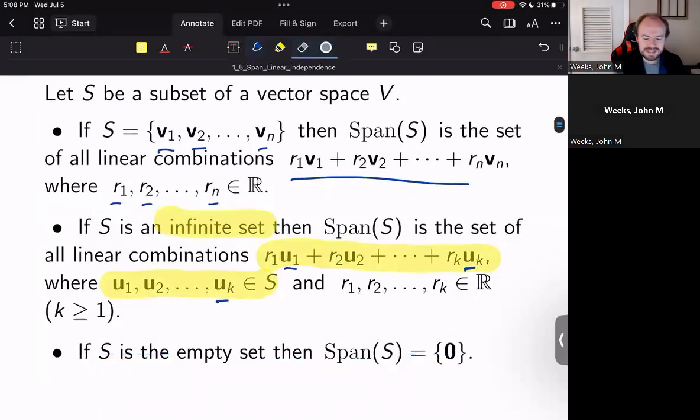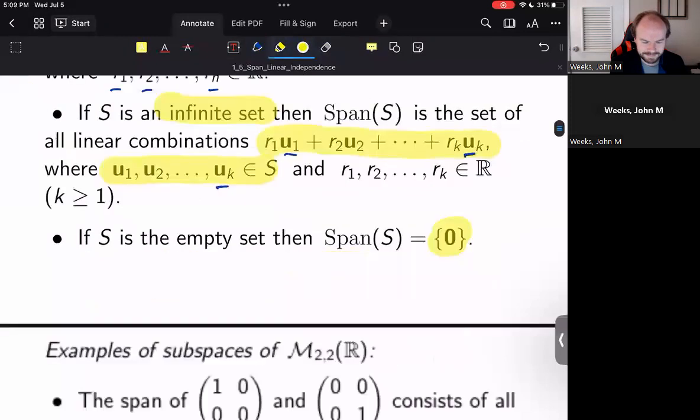Now, if S is the empty set, you've got the nicest span ever. The span of the empty set is just the vector 0. This is interesting because S was empty, so why does the span have anything in it? Well, what we're doing here is considering the empty sum, if you will. When you're summing over nothing, what you end up getting is just the 0 vector. That's all that you would have there.